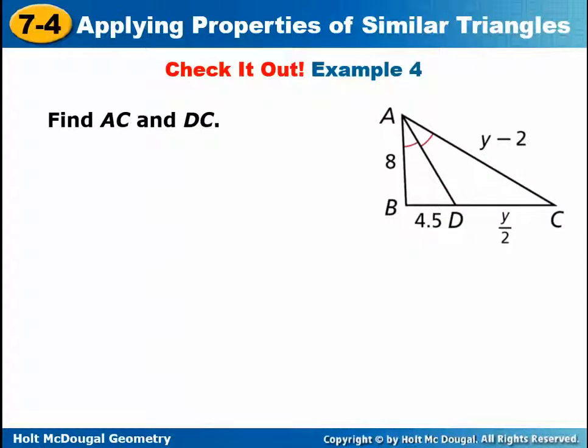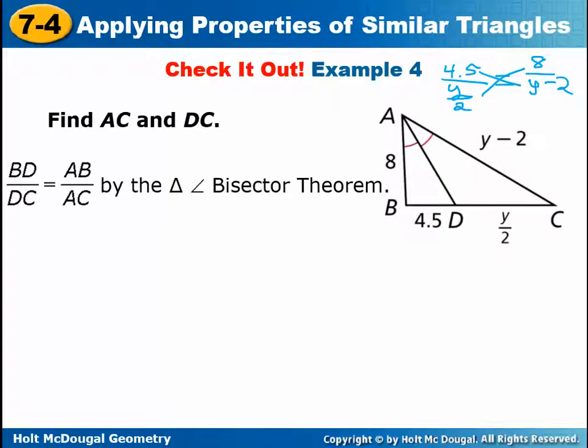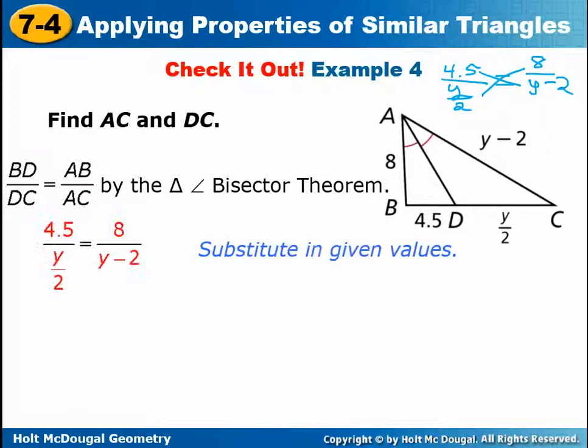Okay, so here's another example using the same theorem. So we know that this is an angle bisector because both of those angles are marked congruent. So we can set up a proportion that this piece, the 4.5, over y over 2 is equal to 8 over y minus 2. Now this looks weird, but that's okay because we're going to do cross products, right? So after we do the cross products, it won't look so strange anymore.